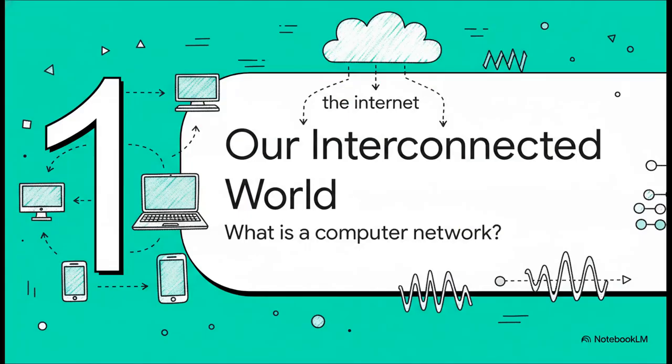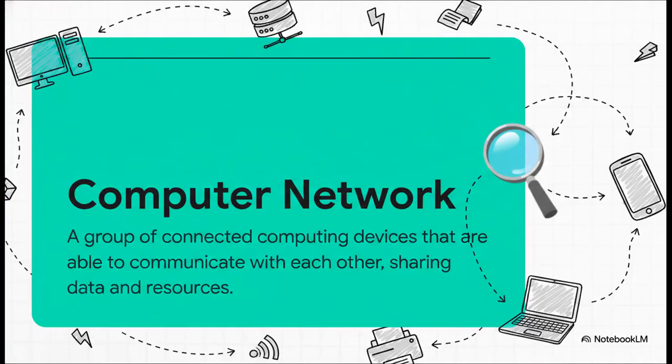Okay, so to really get how this whole global system works, we've got to start with the most basic building block. So let's ask the simple question. What exactly is a computer network? At its absolute core, it really is this simple. It's just any collection of computers, phones, servers, you name it, that are linked together. And that connection is what allows them to talk to each other, to share information, and to share resources like, say, a printer or an internet connection.